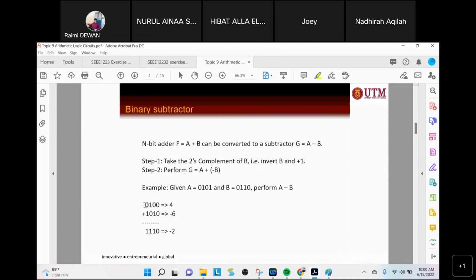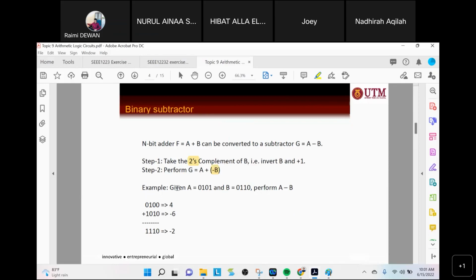For example, this is 4. This is negative 6. The question is asking: an n-bit adder F equals A plus B can be converted to a subtractor G equals A minus B. We take the two's complement of B, so invert B and plus 1. This is the second complement. First we take the first complement, then we add plus 1. This is one of the steps to get the two's complement. After that, we perform G equals A plus minus B, meaning this one has already been turned into a negative number.